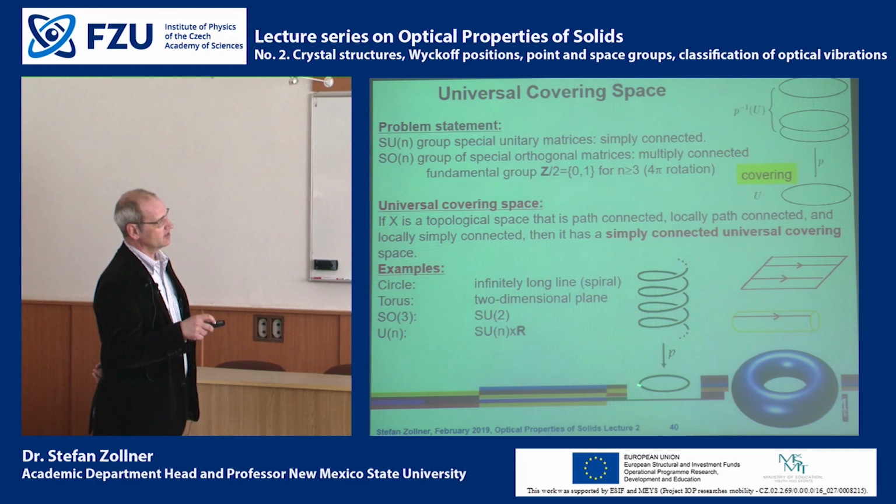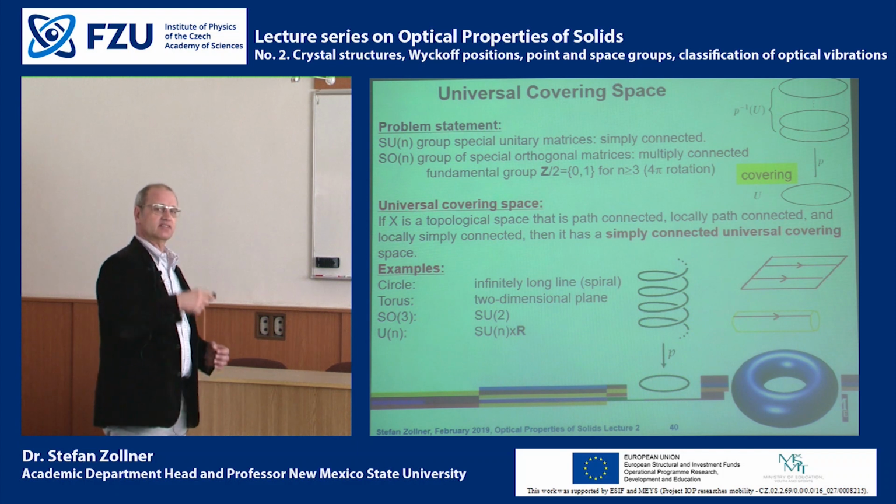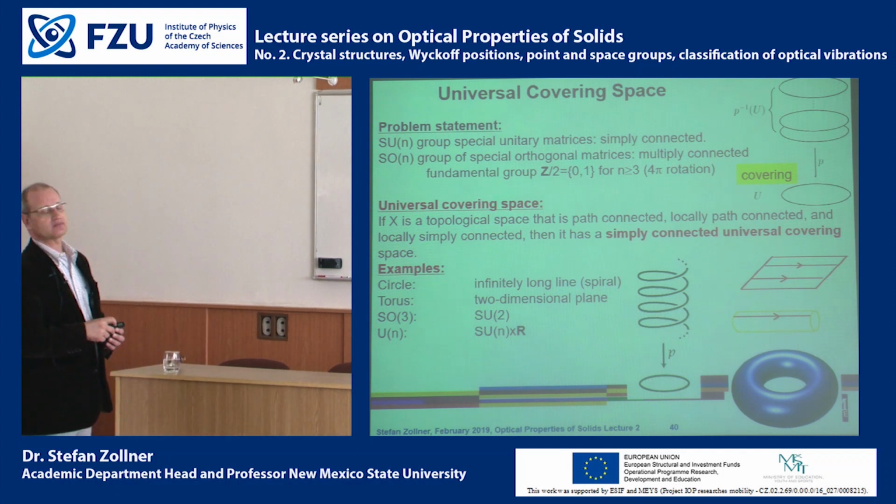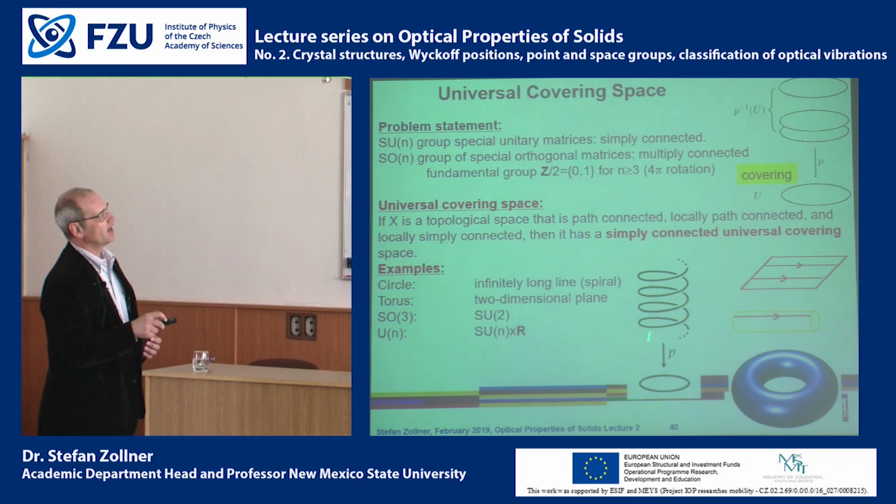Similarly, if I take a ring, I cut the ring, and I can bend it into a spiral. This spiral here is the universal covering group for the ring.